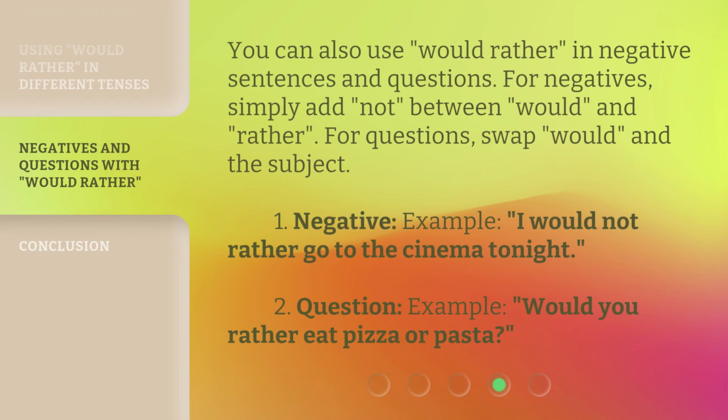You can also use would rather in negative sentences and questions. For negatives, simply add not between would and rather. For questions, swap would and the subject. 1. Negative. Example, I would not rather go to the cinema tonight. 2. Question. Example, would you rather eat pizza or pasta?